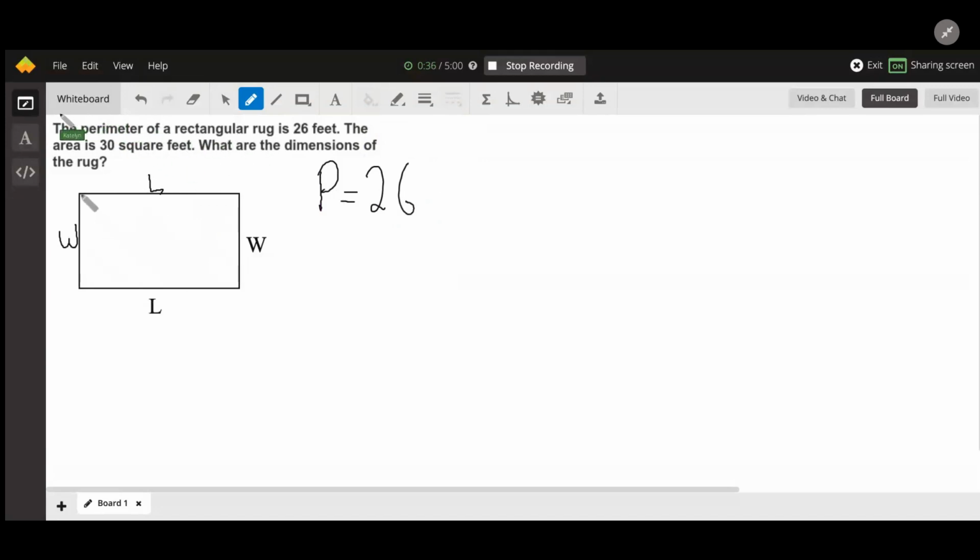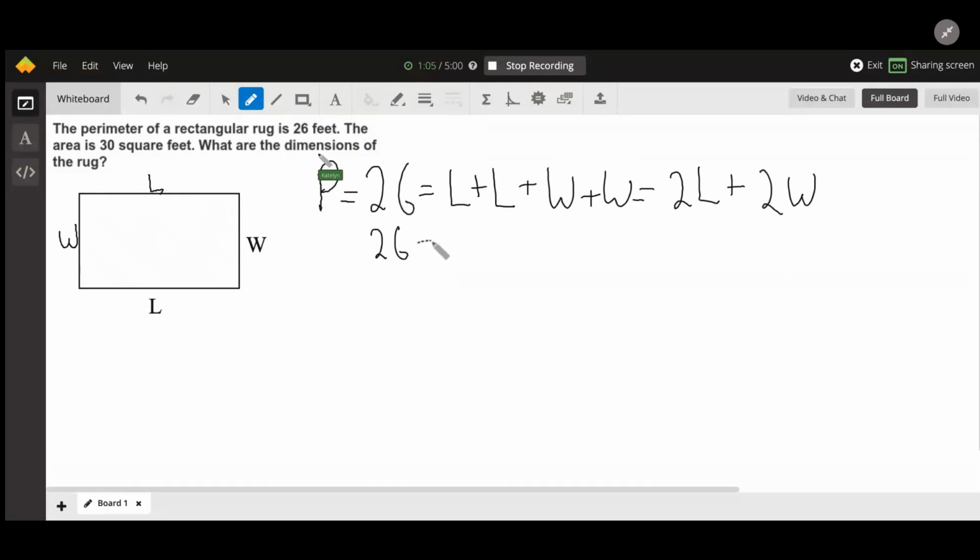So since the perimeter is the length of all the sides added up, we know that the perimeter equals length plus width plus length plus width. And we can simplify that to 2L plus 2W. So now to put that in simpler terms, 26 equals 2L plus 2W.